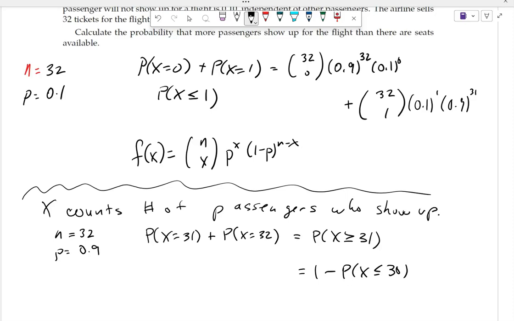Remember that we define success as not showing up. We want more than 30 to show up. So we need either nobody didn't show up, so they all showed up, that's x equal to 0, or only one person didn't show up. And so then we had 31 people try to get on the plane. That's why we did that in the first one, because in the first one, x counts the number who don't show up. That was why it was different.